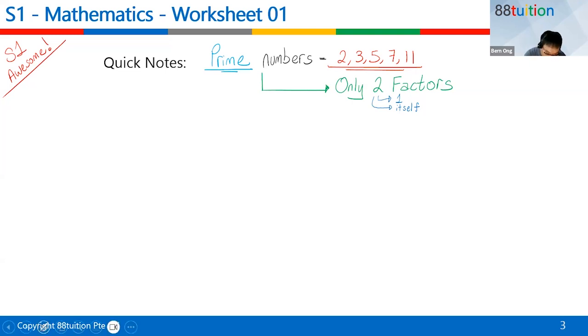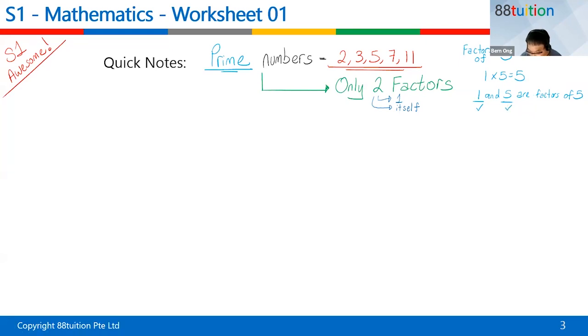What do you mean? A quick example: the number 5. In Primary 4, you learned this. What are the factors of 5? You can write out 1 times 5 equals 5. Remember this? Bringing back memories, right? So you can say that 1 and 5 are factors of 5. Can you see? There are only 2 factors. One is a 1 and the other one is itself.